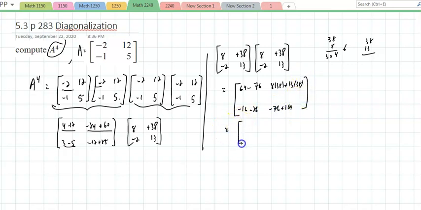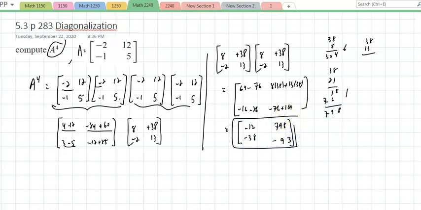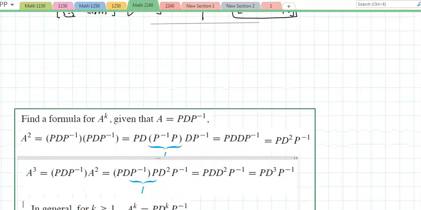As you see, this is a lot of fun. This is negative 12. This is negative 38. This is a negative 393, and this is 13. That's 21 38ths. And as you see, this is a lot of work. So you could imagine if I wanted to do A to the 10, how much fun that would be, right?